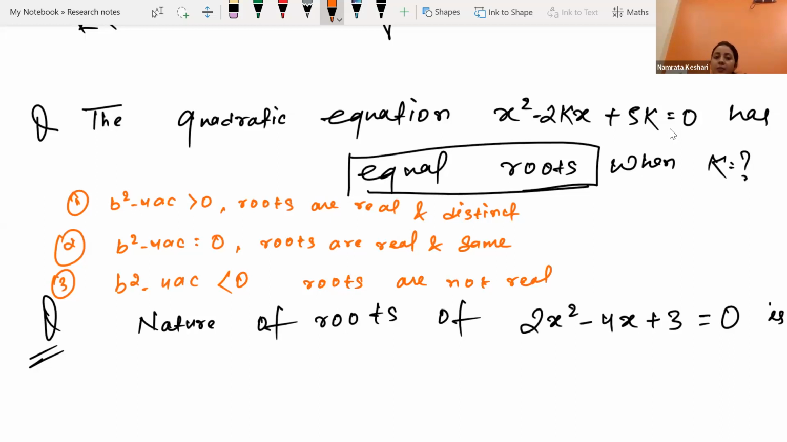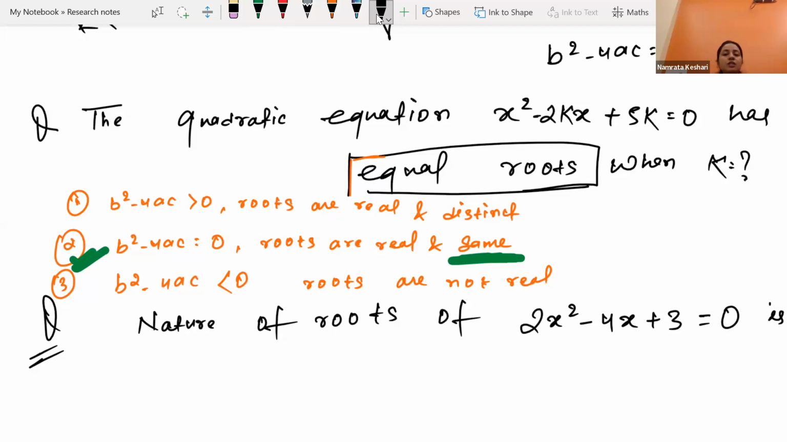Here it is already mentioned that roots are equal. So basically we are talking about the second scenario, where the roots are real and same. Real means real number. So if the question is talking about the second case, then directly we can take b square minus 4ac is equal to 0, because it says that roots are equal, and that scenario is b square minus 4ac is equal to 0.